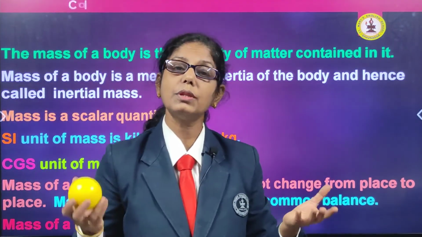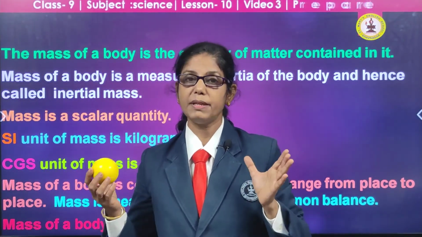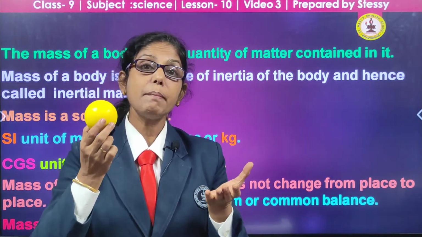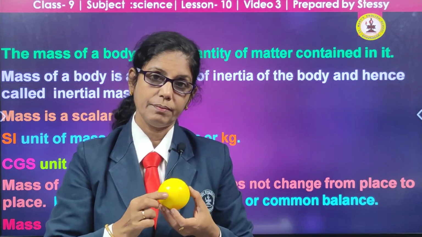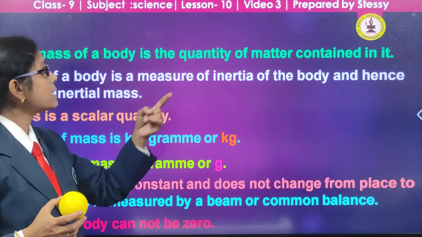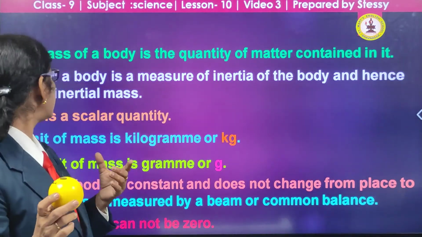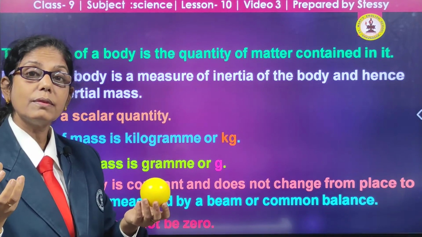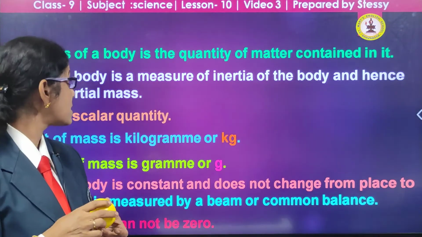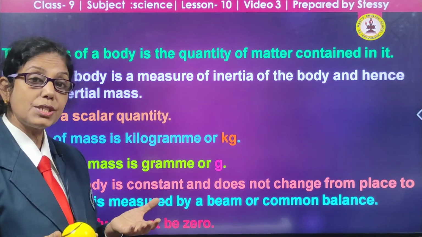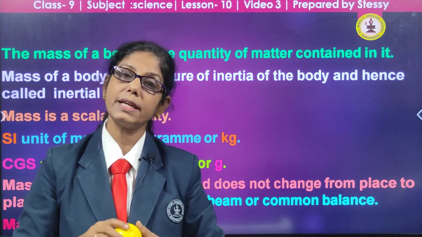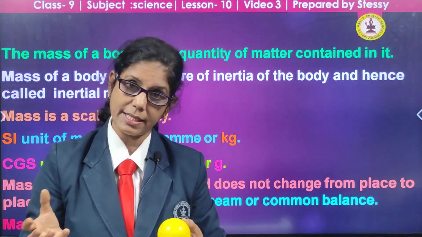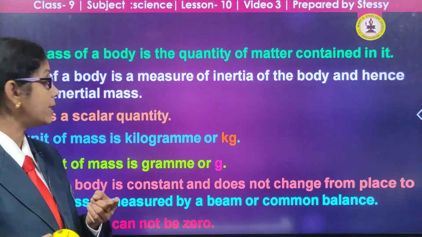Now let us see what the differences between mass and weight are. I said that mass is the matter contained in the body. So the mass of a body is the quantity of matter contained in it. Mass is measured in terms of kilogram, and it is the measure of the inertia of the body. Earlier you have studied that the more the inertia, the more the mass. Therefore, this mass is also called inertial mass.